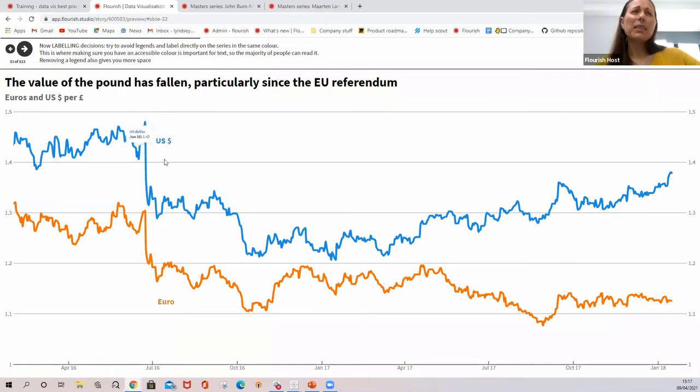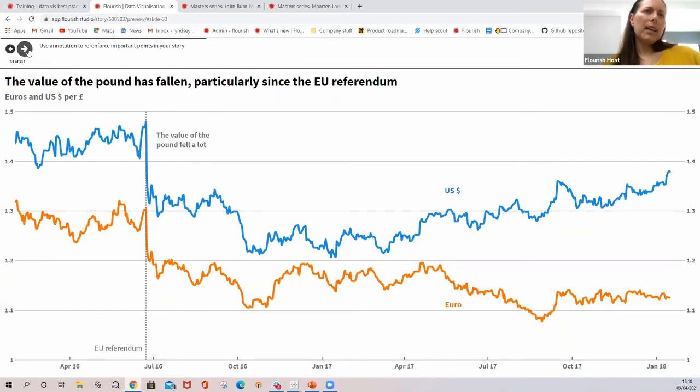So lots of people do this in black, and it's fine in this instance where it's very obvious which one is which. But when lines are closer together or crisscross, it's much harder to see if it's not coloured in the same colour as the series. So for me, wherever possible, we would try and remove a legend. It gives you more space, and it's easier for a reader to instantly recognise what is being plotted.